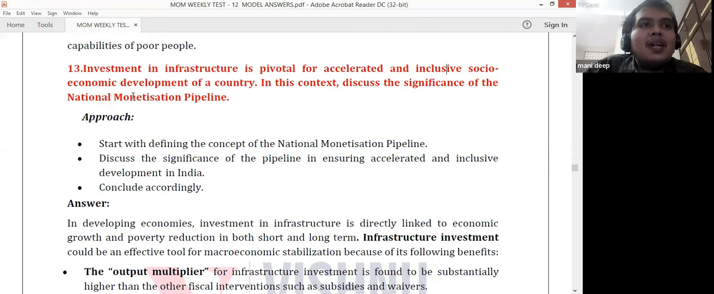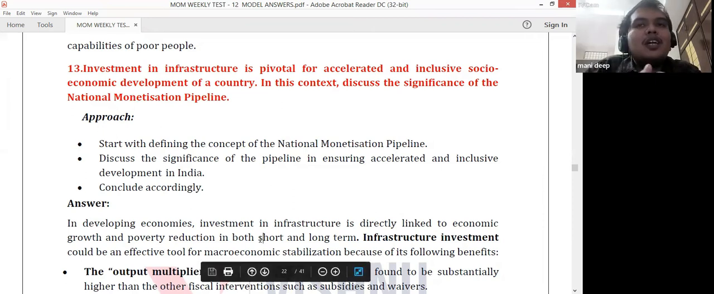So it has so many advantages. One such advantage is the government will have huge returns from the asset that they have invested in. Getting such returns, they can invest in other infrastructure pipelines. So it is a balance between monetization and investing in infrastructure. So these are the things you should focus upon.